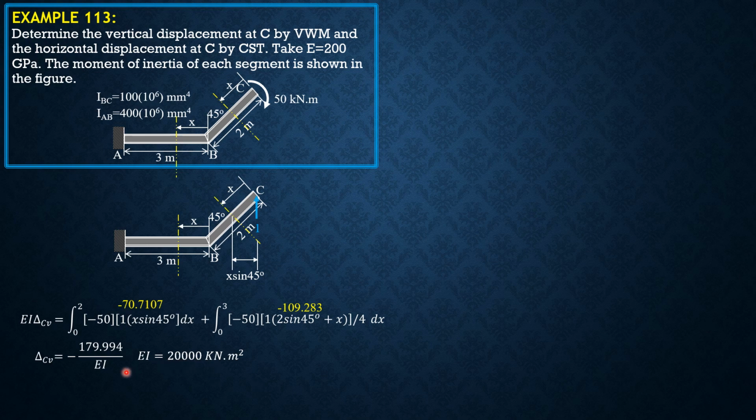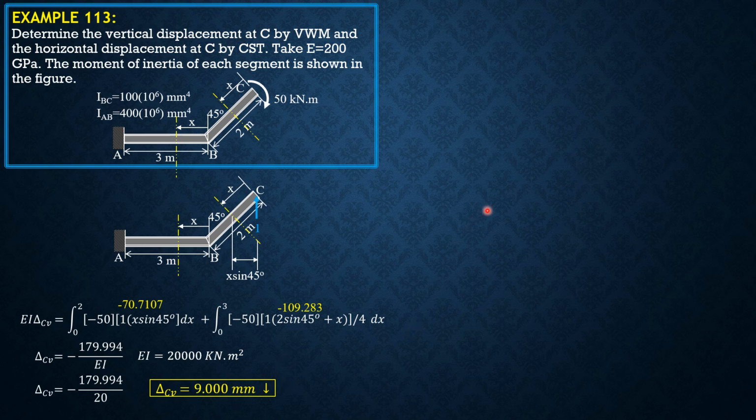As a shortcut, so that the answer will be in mm, we divide just this expression by 20 and it is now in mm. So delta C vertical equals negative 179.994 over 20, that would be in mm. So it is negative 9.00 mm, or 9.000 mm downward.